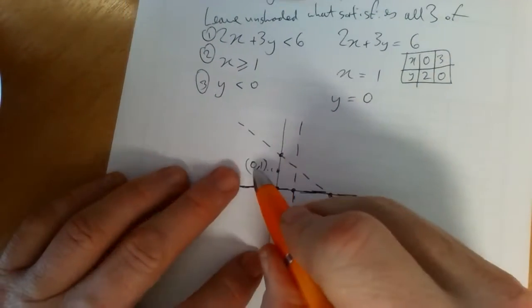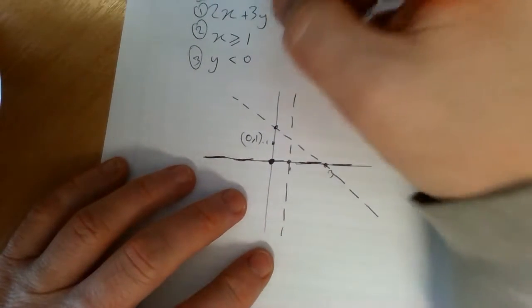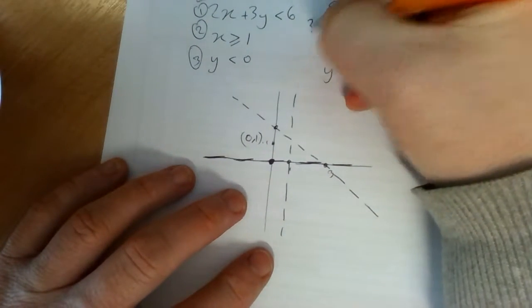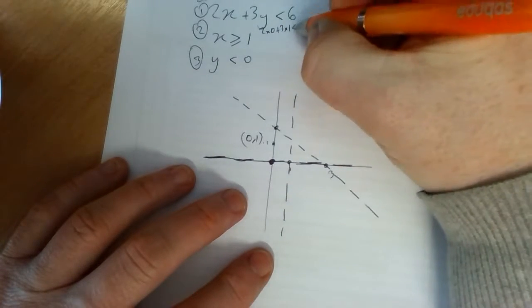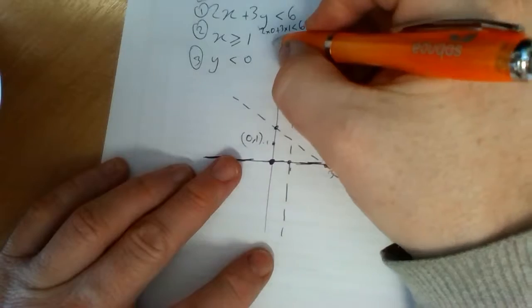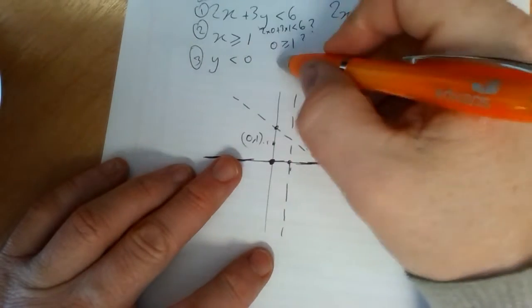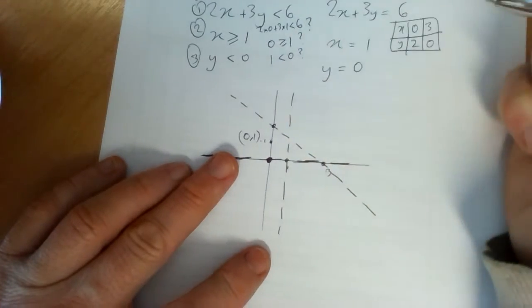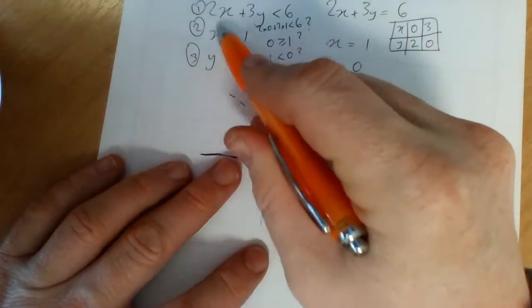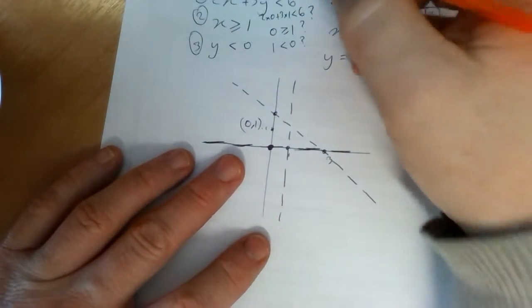And now what you do is, remembering that what's before the comma is x and what's after the comma is y, you substitute into these and you ask yourself, is it true? So is 2 times 0 plus 3 times 1 less than 6? Is 0 greater than or equal to 1? And is 1 less than 0? All I'm doing there is copying these out, but instead of an x, I write what's before the comma. Instead of a y, I write what's after the comma.